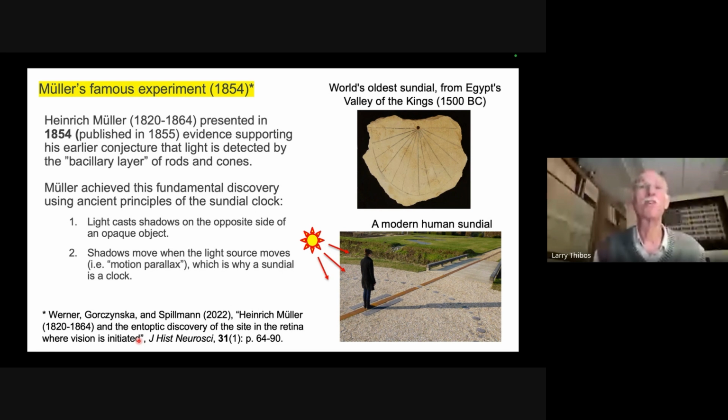And there are two key principles of the sundial clock that Müller made use of. The first is that light casts shadows on the opposite side of an opaque object. So here we actually have a modern human sundial.